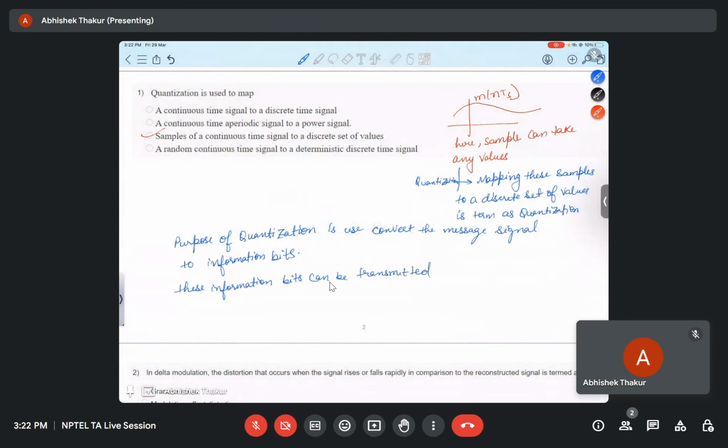I think my battery is a little low, so I will keep it on charge.